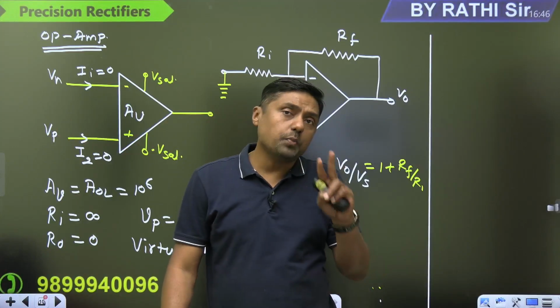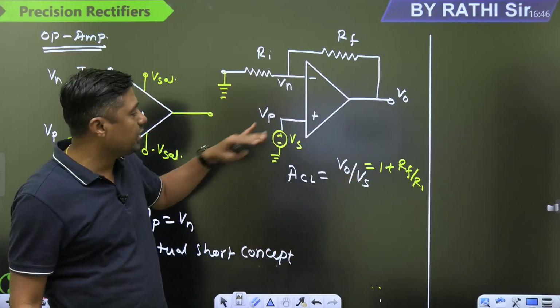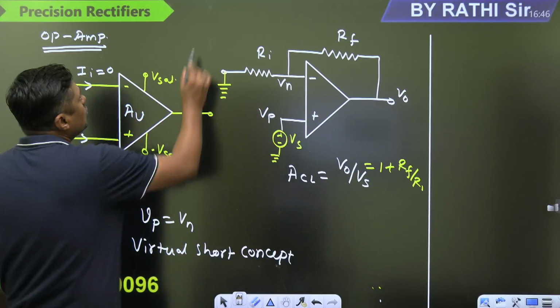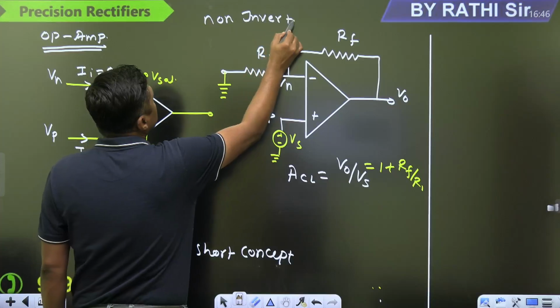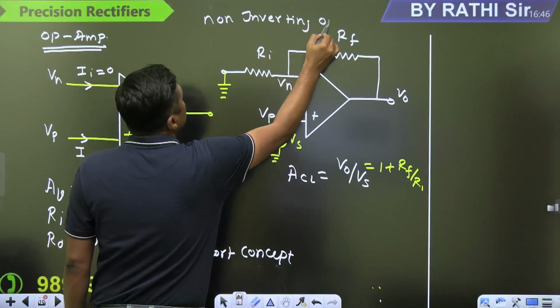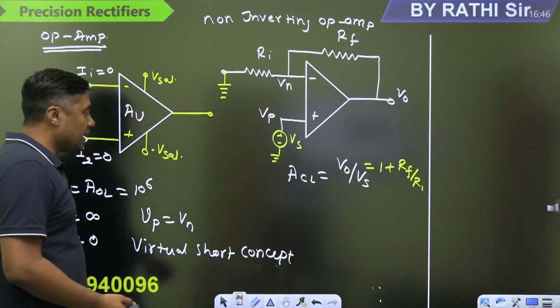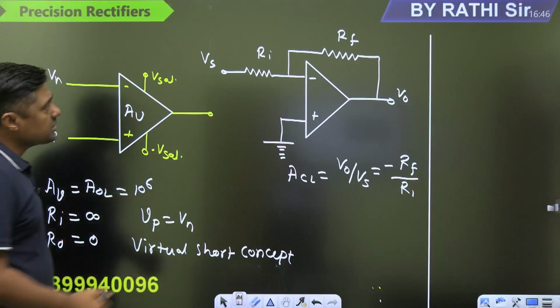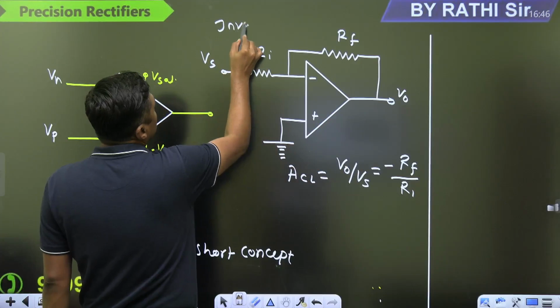And the two most important operational amplifiers are: one is the inverting OpAmp, the other is the non-inverting OpAmp. Non-inverting means what is the phase shift of the gain? 0 degree, and gain is 1 plus Rf by R1. And in the inverting operational amplifier, here we are giving the input and gain is minus Rf by R1.